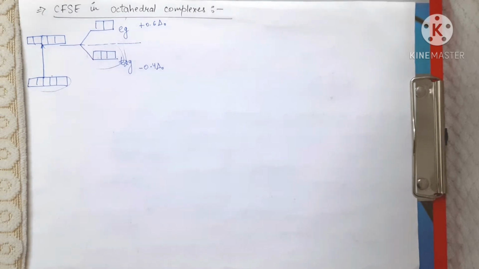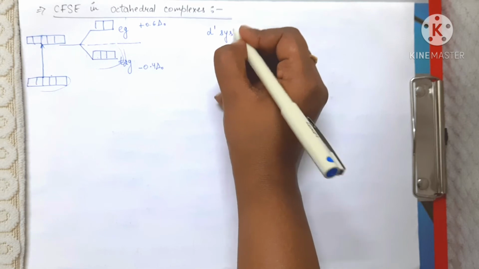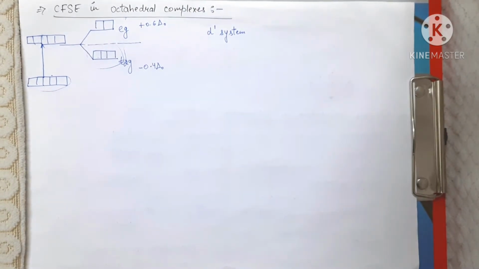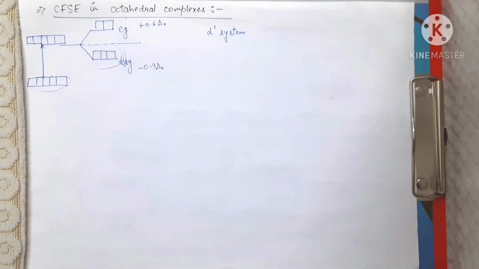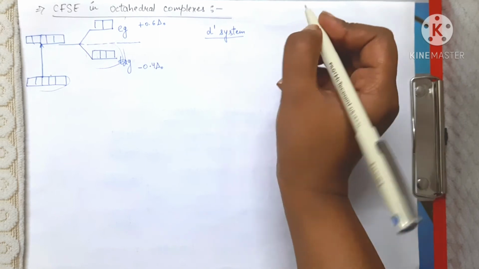So first, the d1 system. Before that, we have already studied how to do the filling of electrons and what high spin and low spin complexes are. So right now we are only going to study how to calculate the CFSE in the case of different systems: d1, d2, d3, d4 high spin, d4 low spin, etc. So first we are going to deal with the d1 system.